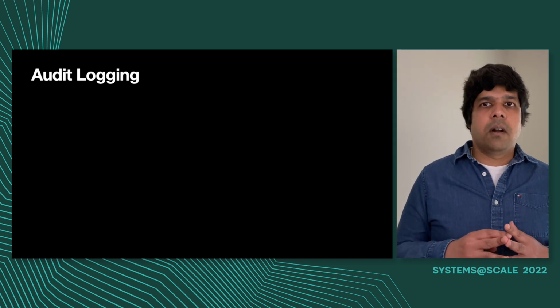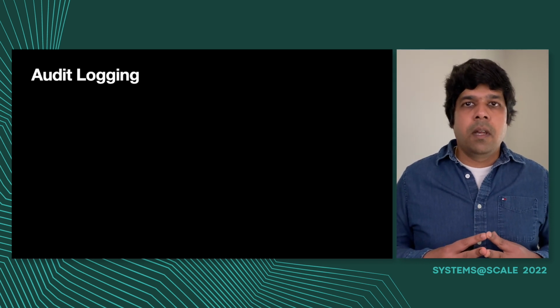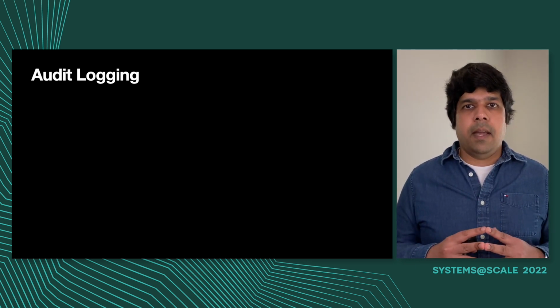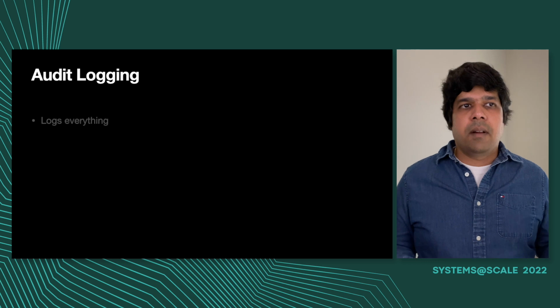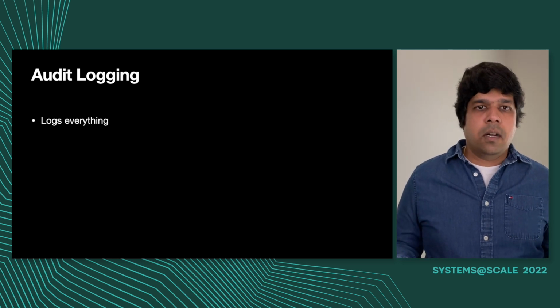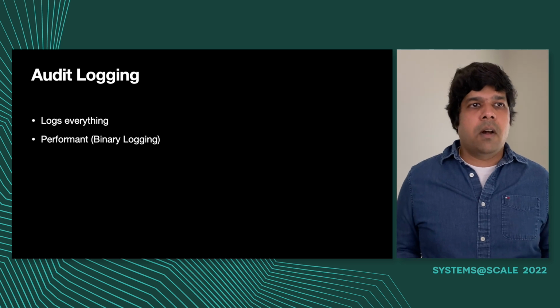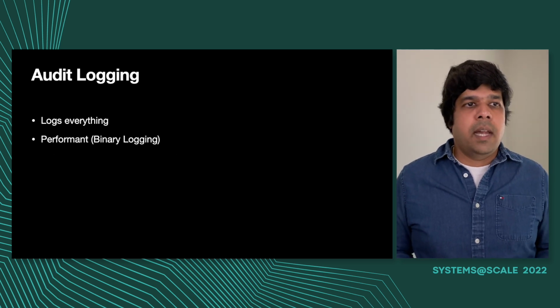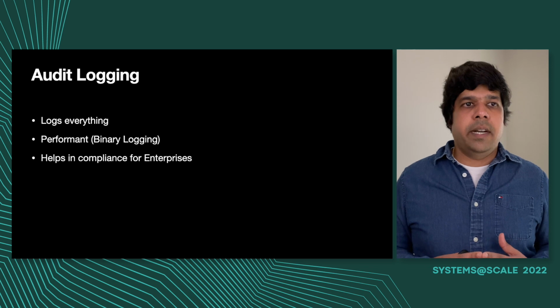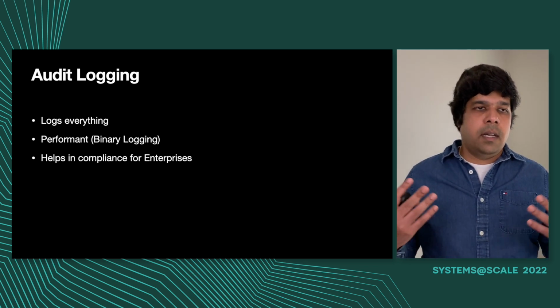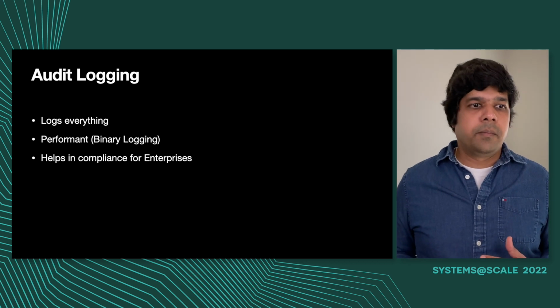The next feature I want to talk to you about is audit logging. Audit logging is a feature that allows Cassandra to log pretty much everything. If you have to work towards industry compliance, such as SOX, you are in luck. With 4.0, we bring performance logging to the table. It helps in compliance for enterprises and anybody who's looking to log for auditing purposes.